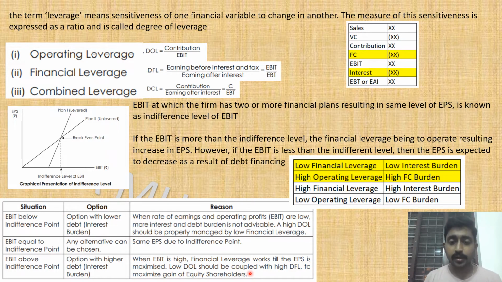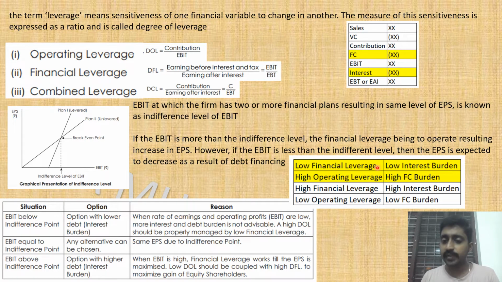Higher debt burden is related to leverage. You can go for a higher degree of financial leverage, and higher degree of financial leverage means higher debt burden. You can go for a high DFL option also. That is the reasoning this matrix is giving you.